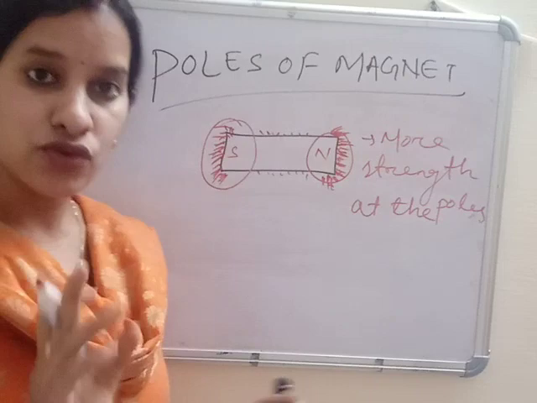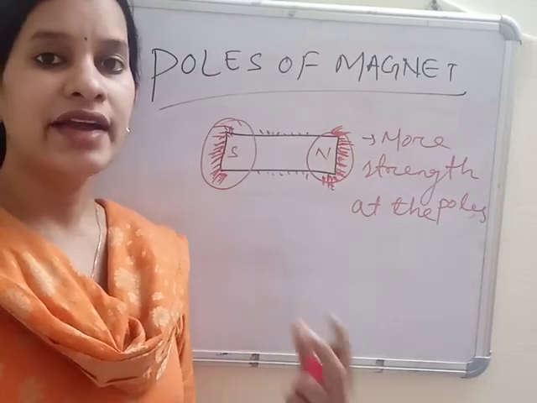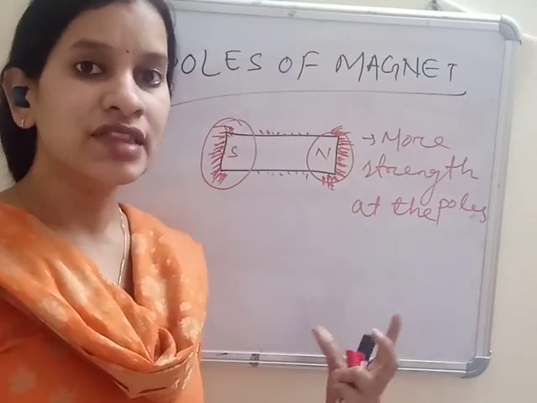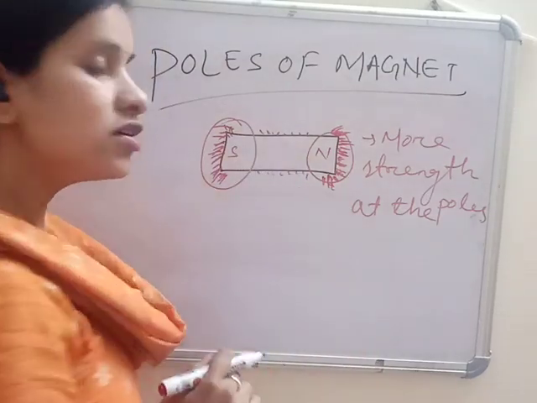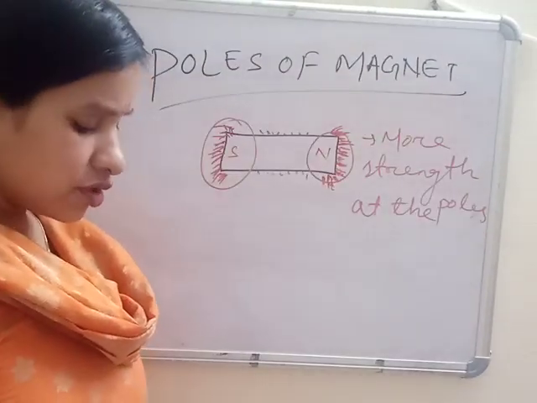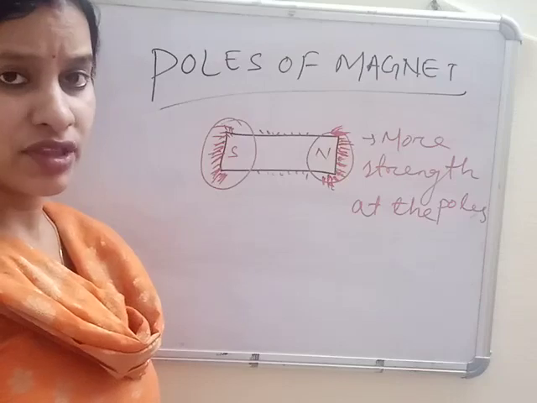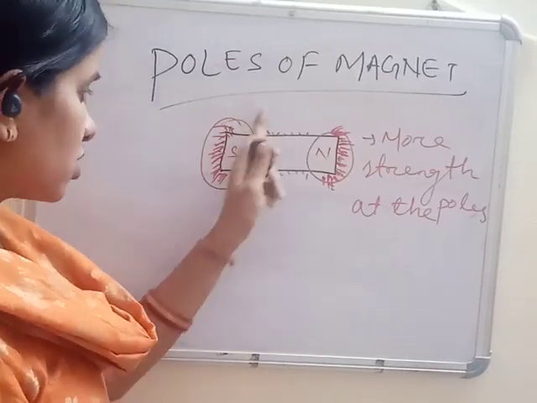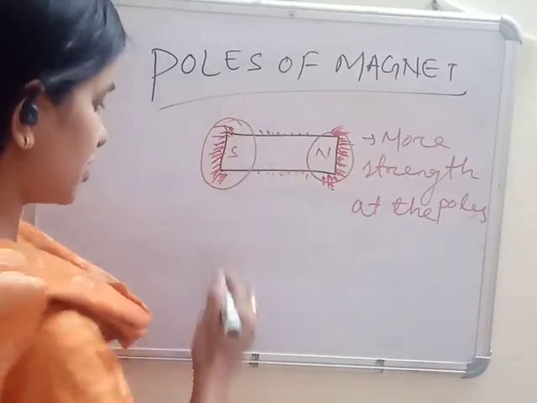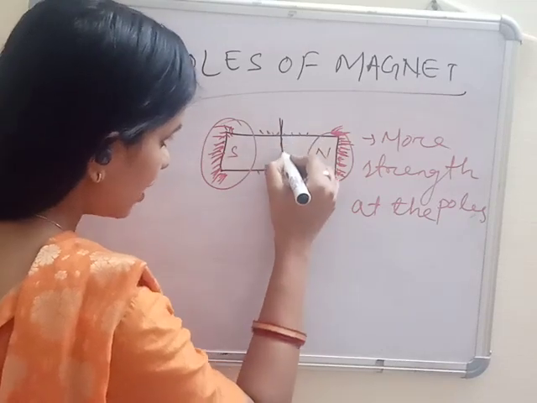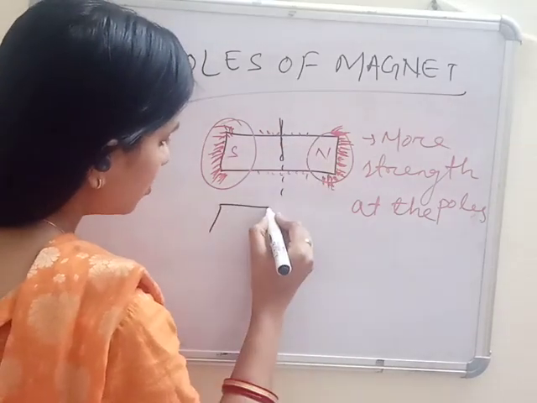So it has two poles, north and south, and it has much more strength than the middle part of the magnet. Okay. So it is practically proven that if you divide this magnet into two parts, I'm going to cut it over here. So I'll make two parts.